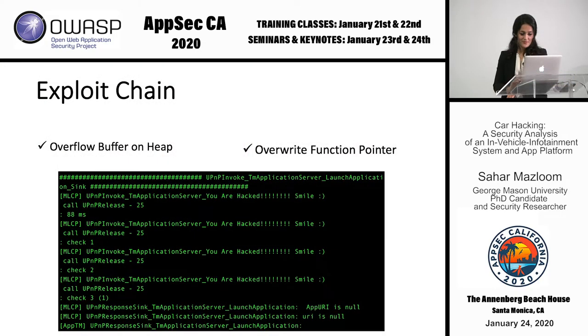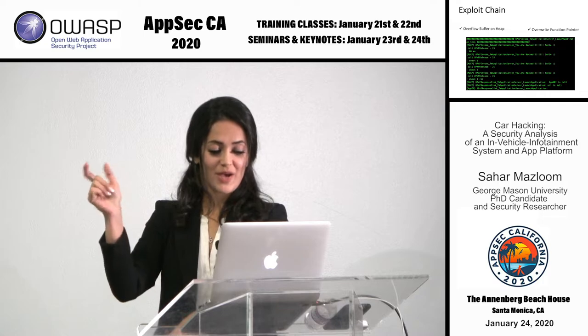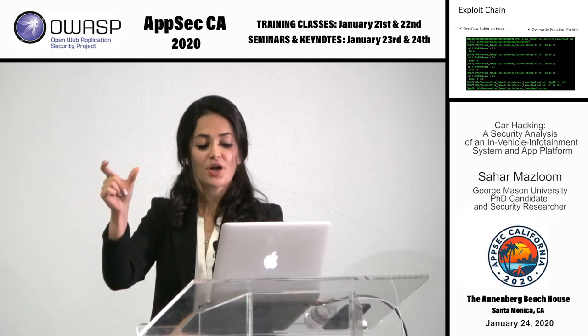Because we were students, we didn't want to break many radios, so as a showcase I tried to overwrite the function pointer that I found with a simple function, a print function. I overwrote it with a function that just prints to the UART debug port, and I passed the string "you're hacked". It worked. It showed that the function pointer I found was actually working, and I could pass any function to it with any argument.